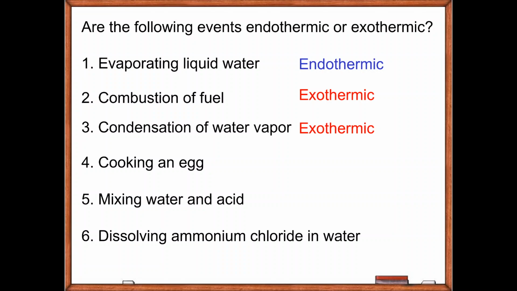Okay, number 4, cooking an egg. If I cook an egg, do I put energy in or do I take energy out? Do we cook with something that's hot or with something that's cold? And of course, it's an endothermic process because we have to put energy in.